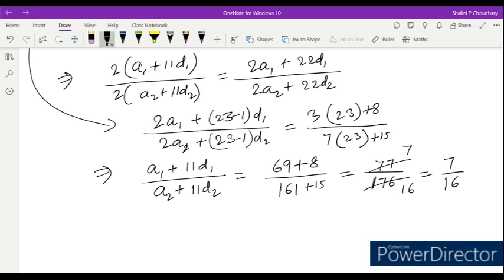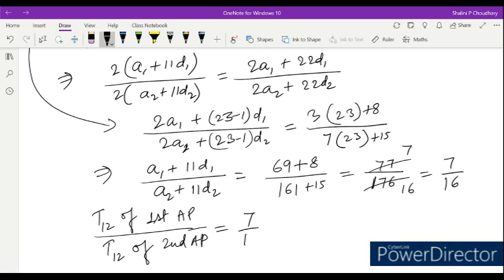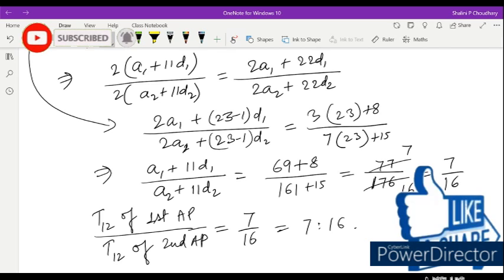So the ratio of the 12th term T12 of the first AP divided by T12 of the second arithmetic progression will be equal to 7 upon 16. It means the ratio is 7:16.